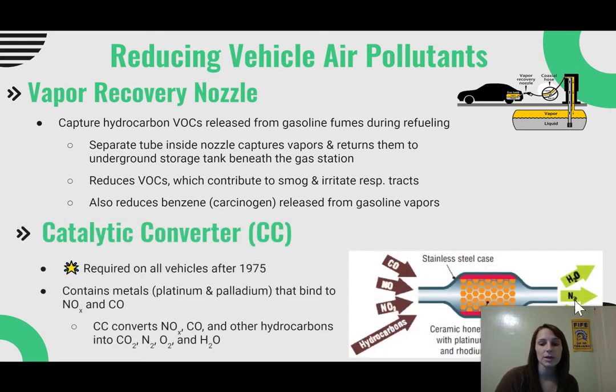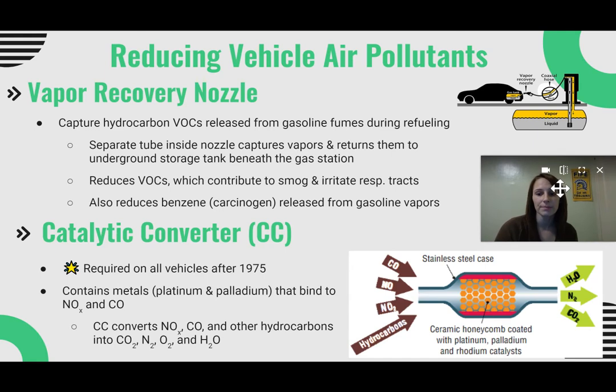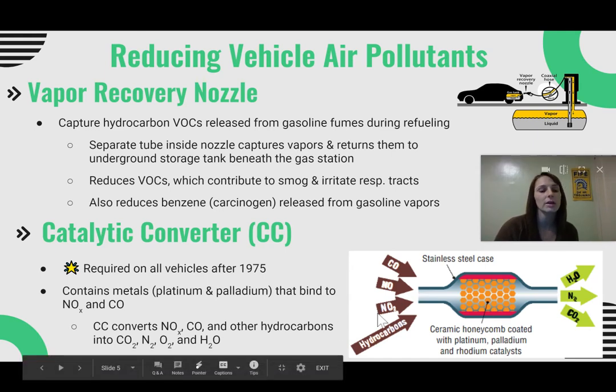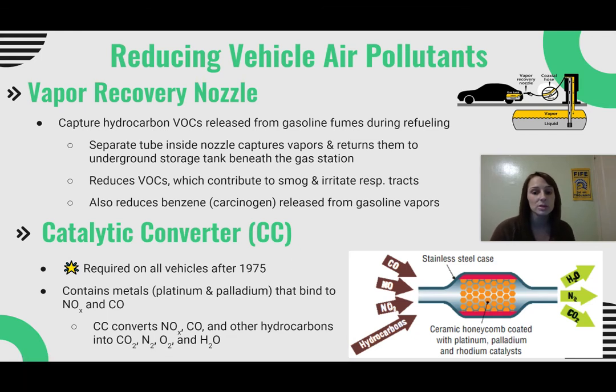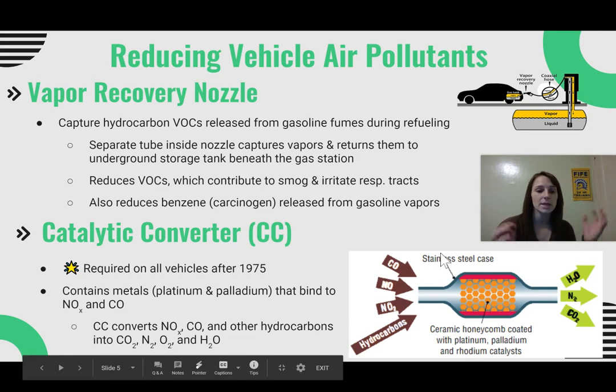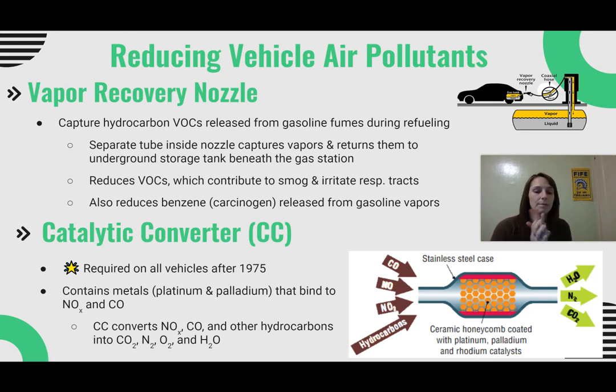Now, another thing that can be used is a catalytic converter, and catalytic converters have been required on all vehicles since 1975. So most vehicles out on the road have these. The way catalytic converters work is they contain these metals, specifically platinum and palladium, and those bind to the NOx and the carbon monoxide. So the catalytic converter is going to convert the NOx and the carbon monoxide and other hydrocarbons into carbon dioxide, nitrogen gas, oxygen gas, and water.